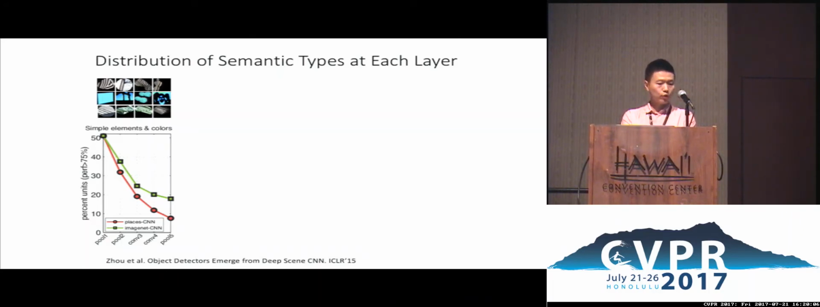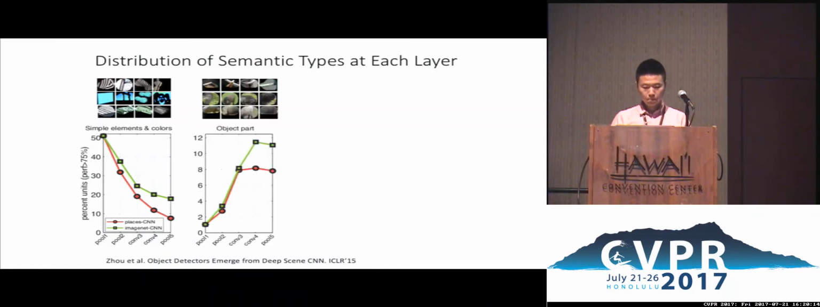Here, the percentage of units detecting texture keeps dropping. So there are more edge or texture detectors at the lower layers. Here is the object part for those units. So you can see it keeps increasing over the layers. There are more object part detectors in the ConvNet trained on ImageNet.